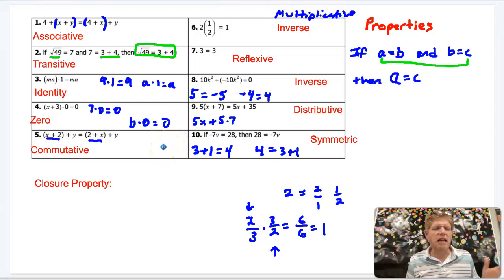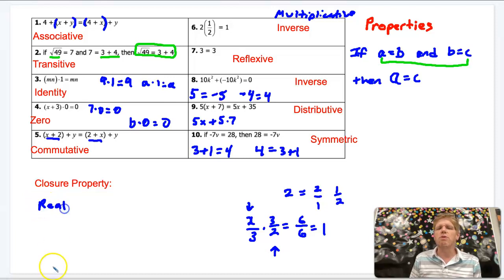And then finally, one we didn't talk about in class, but one we'll talk about briefly tomorrow is called the closure property. The closure property is actually really simple. It says, if you can take a number from one set, let's say the set of real numbers, all of the numbers that we have ever thought of, and we want to know if it's closed under a certain operation, right? So closed under addition would mean that if you take a real number and you add another real number to it, you're always going to get a real number.